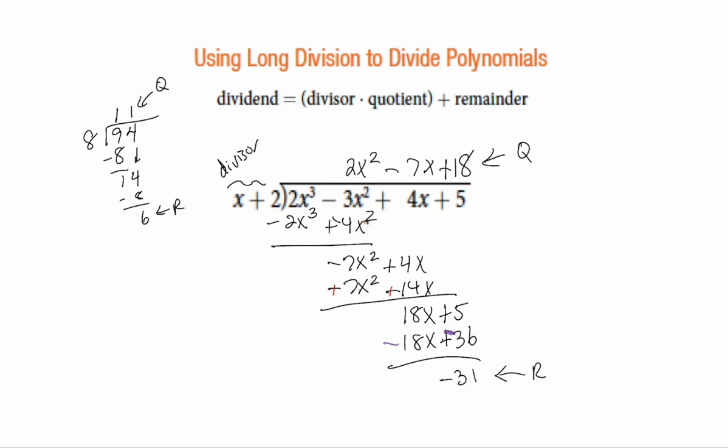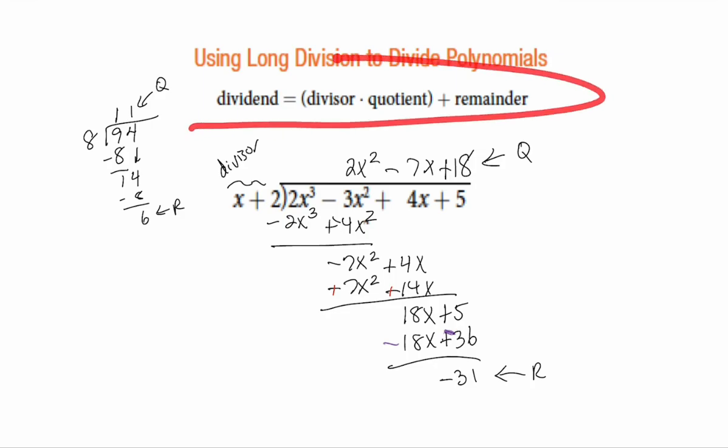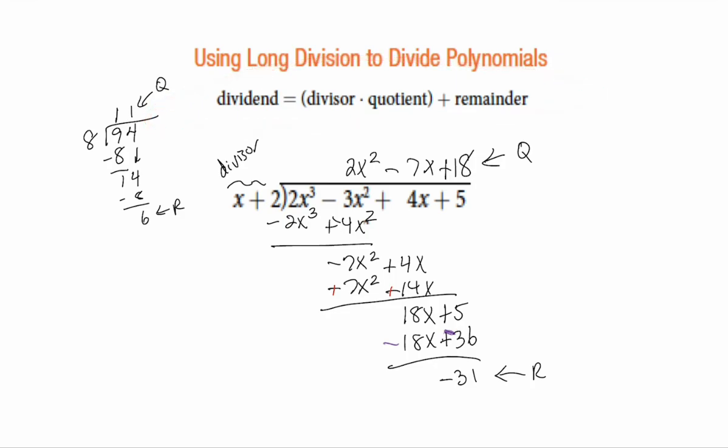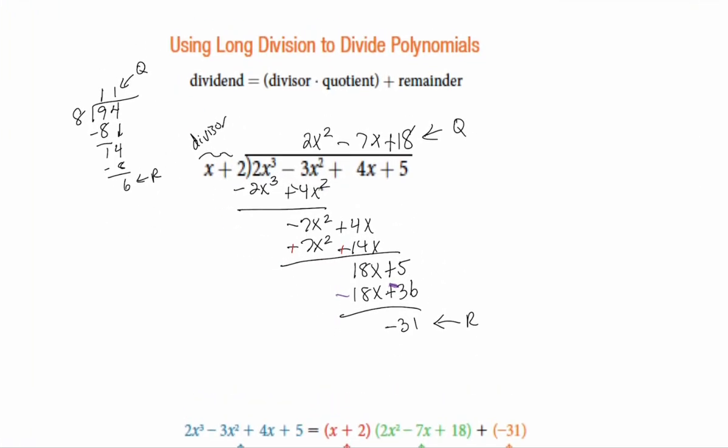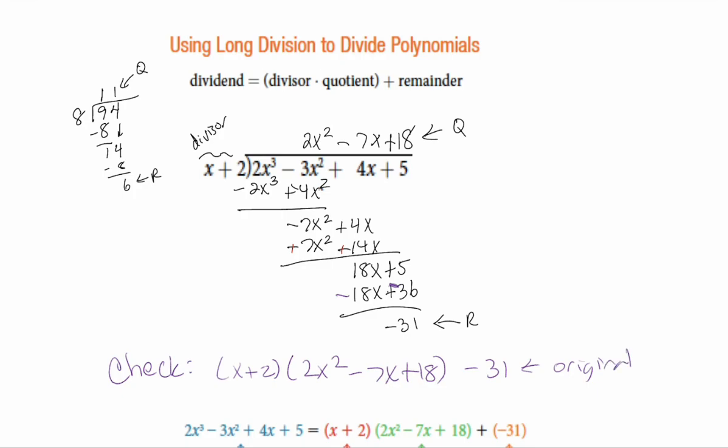Okay, now see this little thing that says right here, the dividend equals the divisor times the quotient plus the remainder. If we wanted to check our work, the original 2x cubed minus 3x squared plus 4x plus 5, the original thing inside. If we did x plus 2 times 2x squared minus 7x plus 18, and we subtracted 31, we should get the original. That is one way that you can check your work.